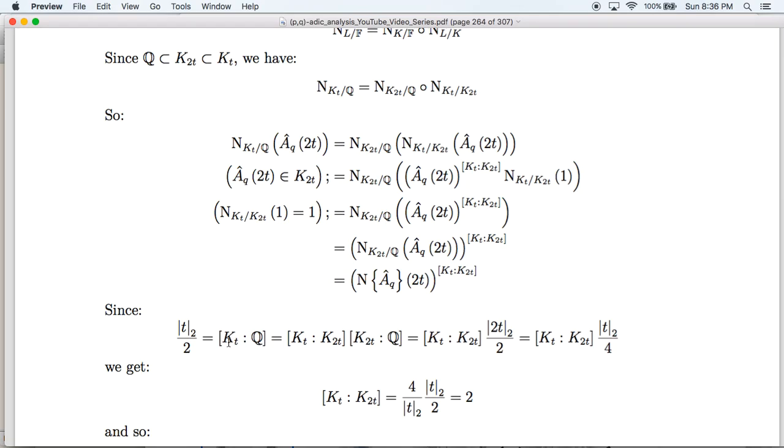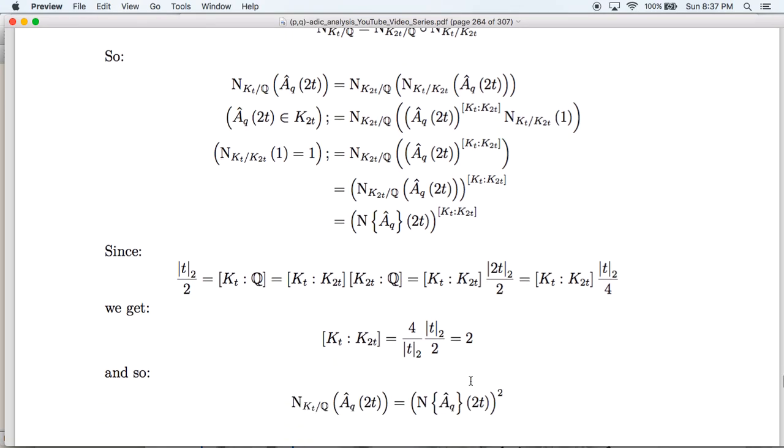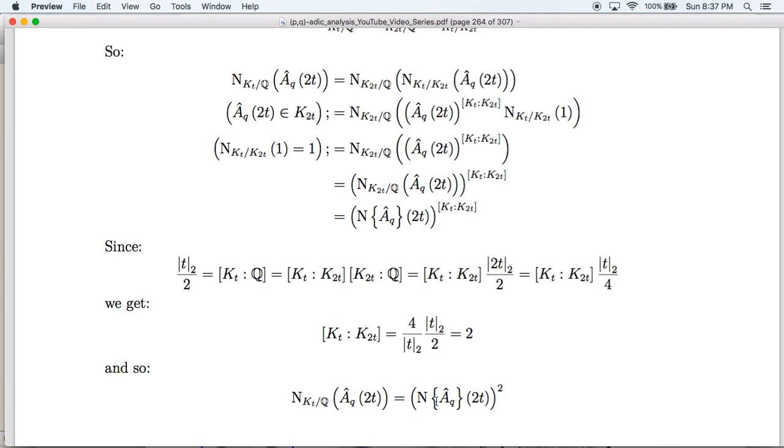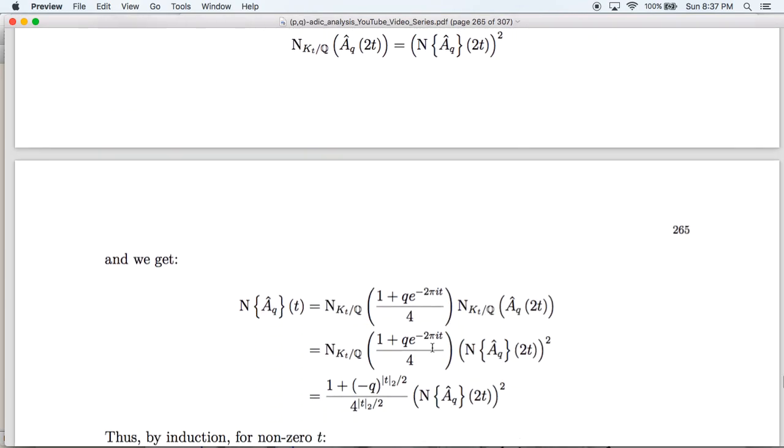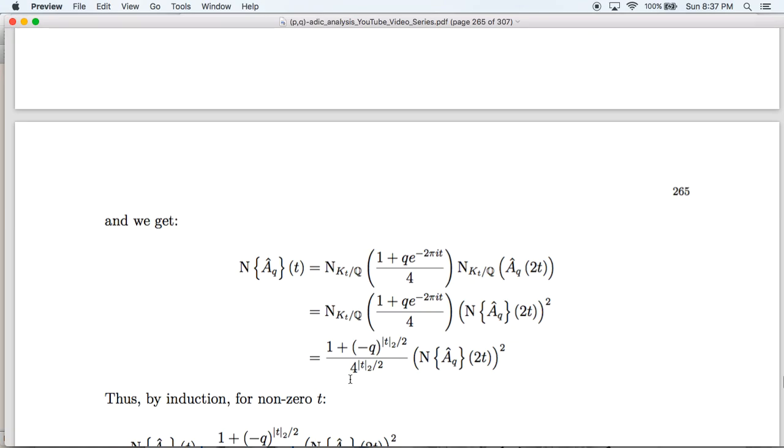To do this, we note that K_t over Q has degree phi of t over 2. By the multiplicativity of field degrees, this is the degree of K_t over K_{2t} times the degree of K_{2t} over Q. We know that this is phi of 2t over 2, which is phi of t over 4. So we then have that the degree of K_t over K_{2t} is 2. And so this then tells us that we have this equation. And so plugging it in gives us our induction relation.